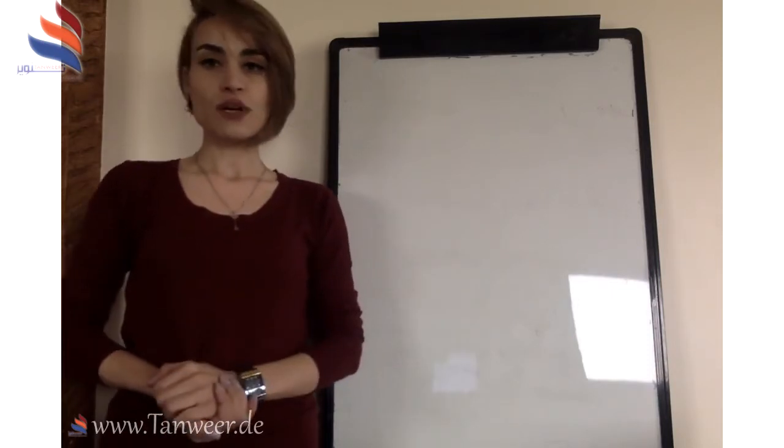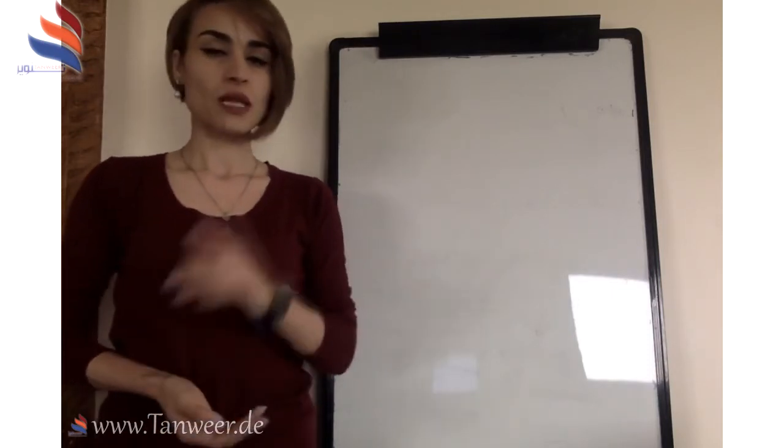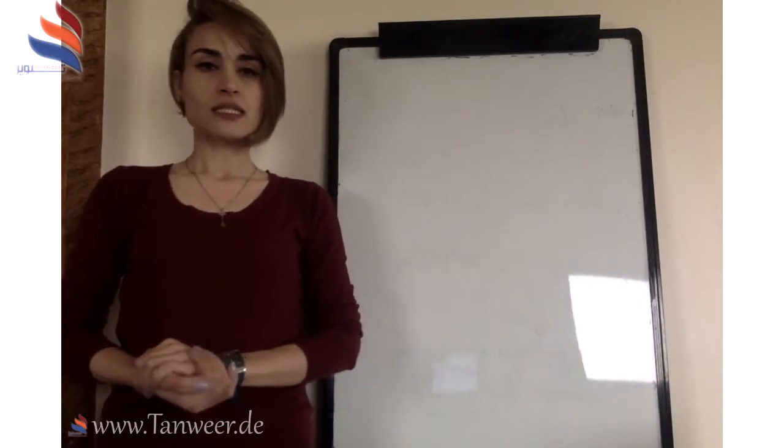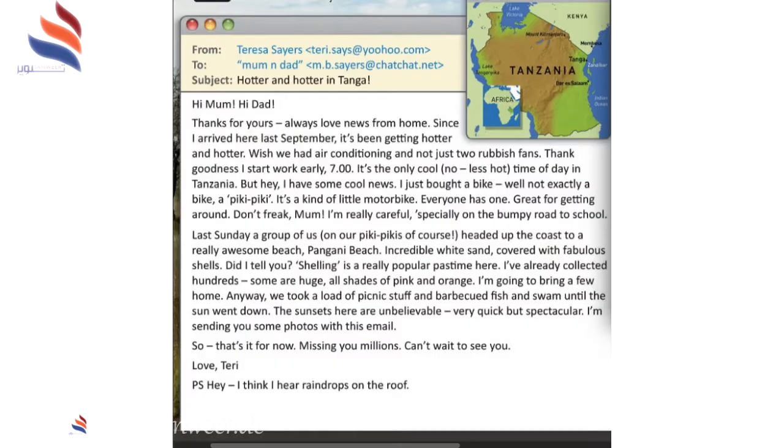The second thing she found strange about Tanzania is the piki, which is a very small motorbike used by the locals to move on bumpy roads there, to go to school or to move around. Her letter, her email to her parents, was informal.